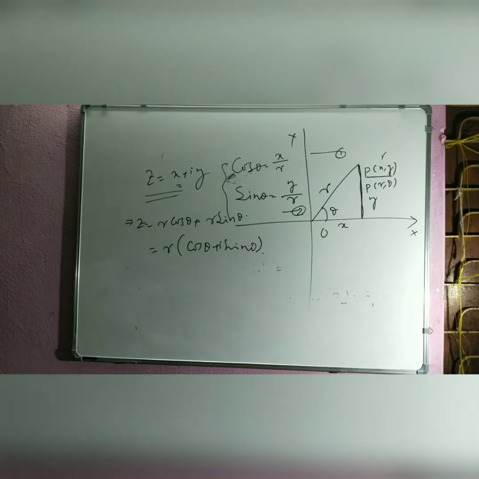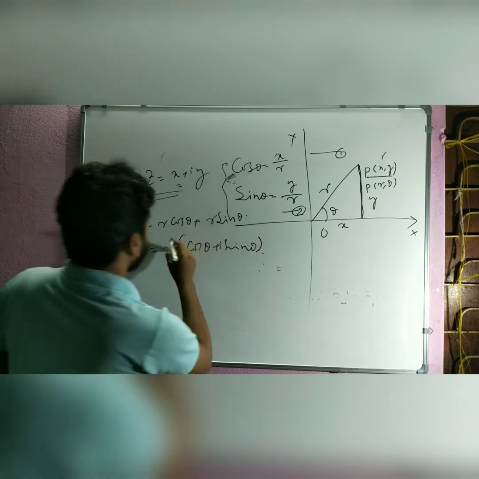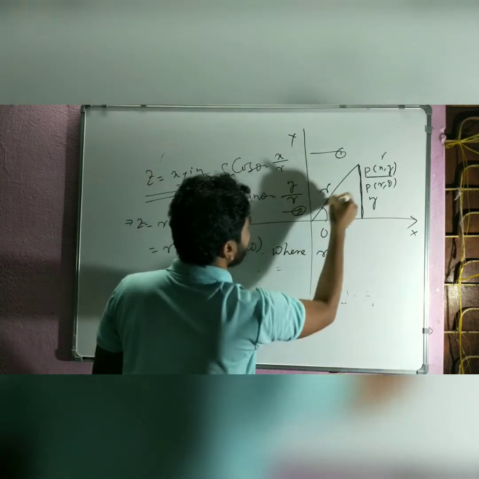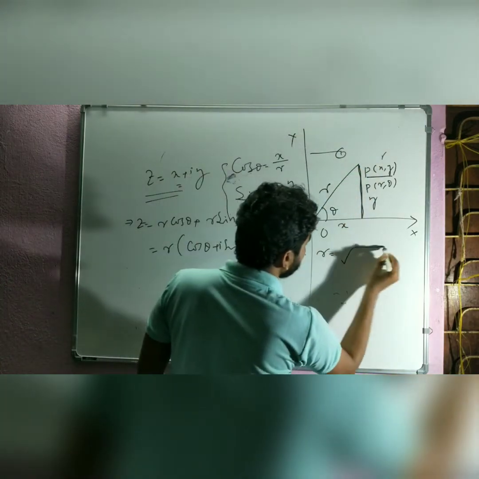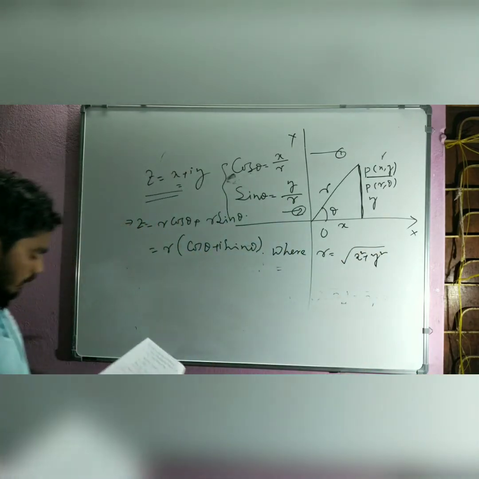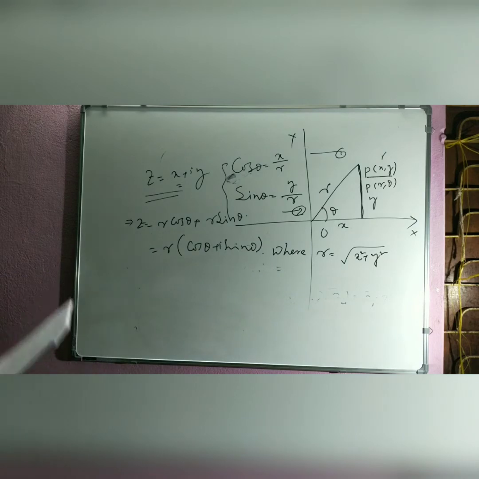Next, where r equal to the hypotenuse, square root of x square plus y square. Theta is the argument.